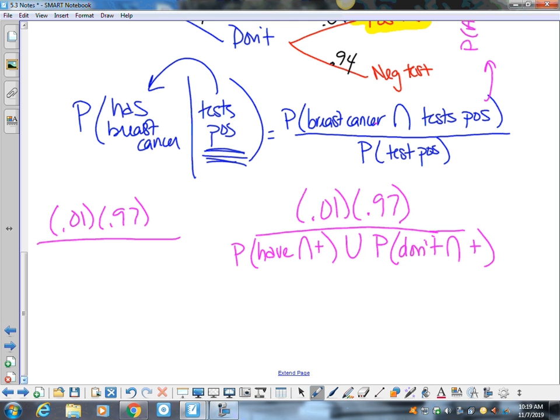So let's see, have and test positive, plus, because that's my "or," don't have and still test positive.